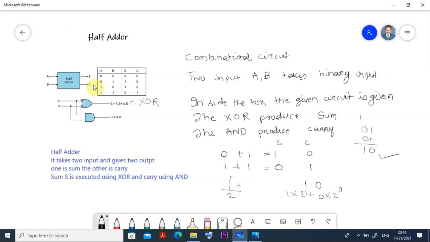Similarly, in the carry, if you observe minutely, 0 into 0 is 0, 0 into 1 is 0, 1 into 0 is 0, and 1 into 1 is 1. That means it is represented by this AND gate, right? So this is the circuit inside this box. Whatever combinational circuit we are talking about, when we give the input, it can go for adding of two things. So I hope you are following this half adder.